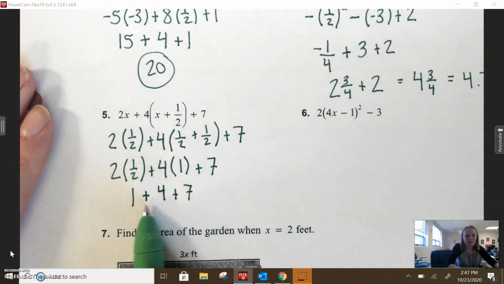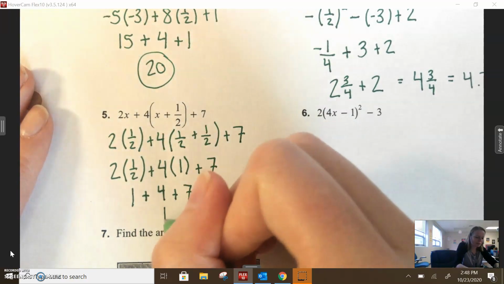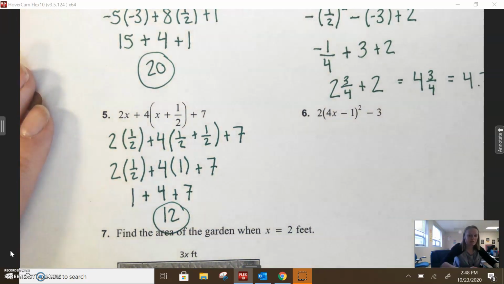So when I add this all up, 1 plus 4 is 5. 5 plus 7 gives me 12. So my final answer is 12 there.